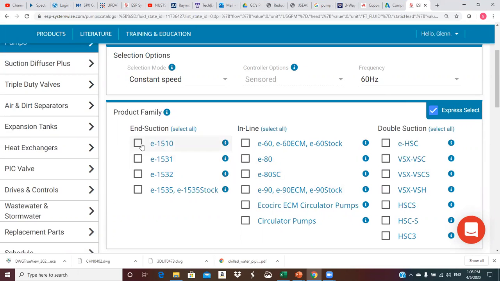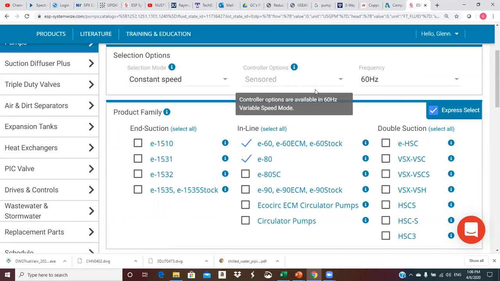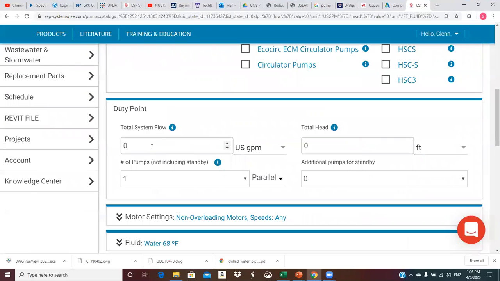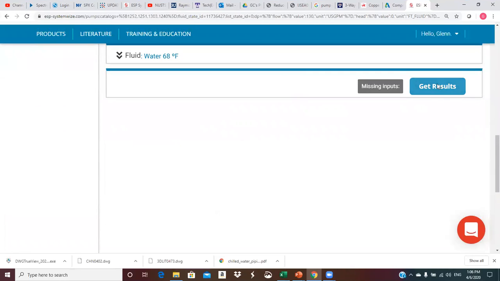These are for larger flow rates. On this homework, you'll probably be over here in like the E1510. It would be a good place to start, but I'm thinking I'm going to select a couple of these. And constant speed is fine. GPM, 130 at, what was it? It was 27 feet of head, wasn't it? Just get results. See if I don't come up with something here.